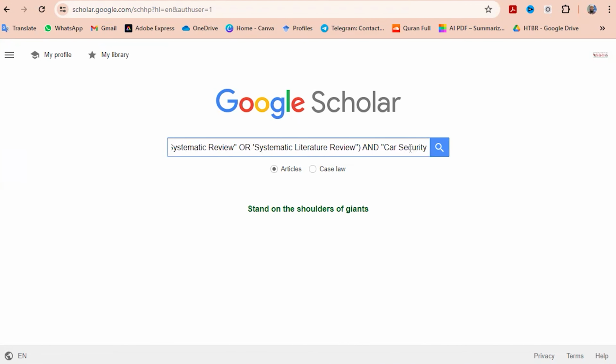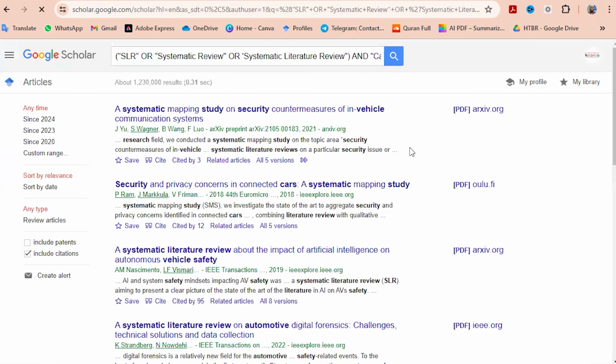Security, sorry. So we have given card security. Can you see a systematic mapping? This is not a systematic literature review. This is called systematic mapping. Systematic literature review is different than systematic mapping. This is another topic. If I want to cover it, it will take another lecture.